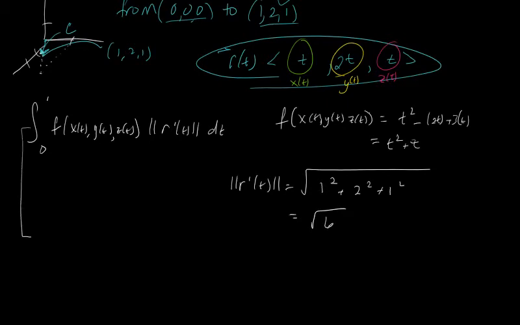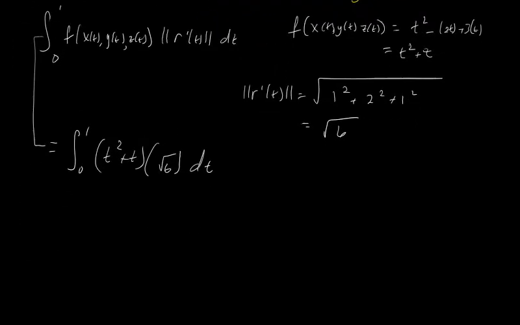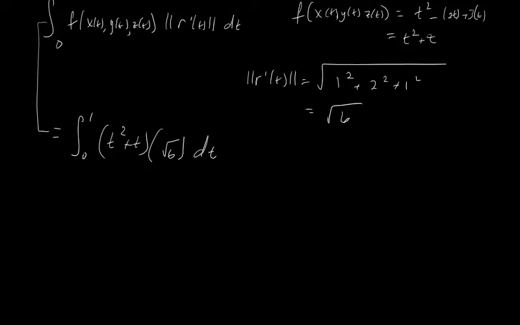So this integral is the integral from 0 to 1 of t squared plus t times the square root of 6, integrated with respect to t. Goodness, words, English, what is this? Okay. All right, so this is the square root of 6 times the integral from 0 to 1 of t squared plus t dt, very straightforward integration.